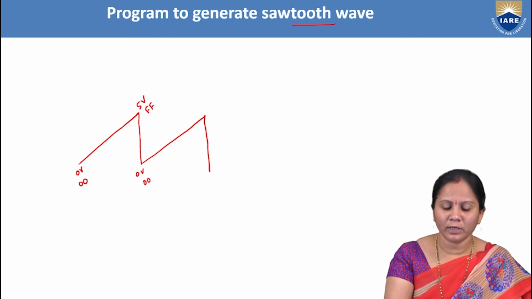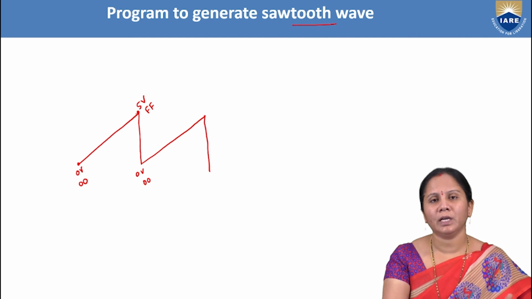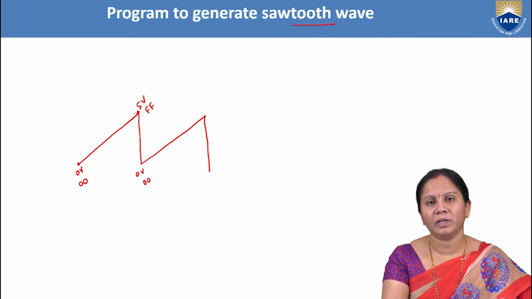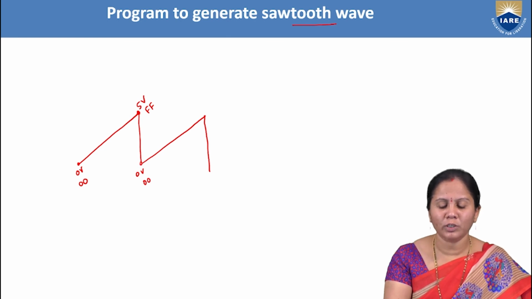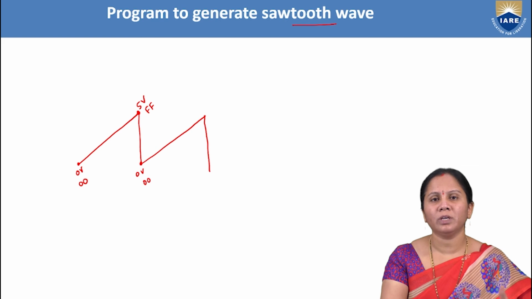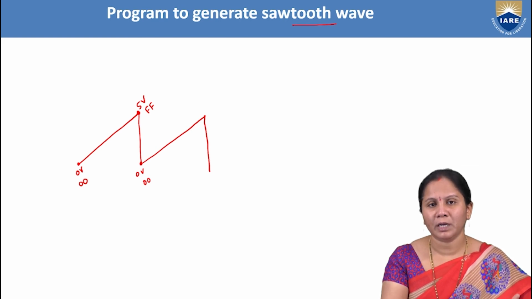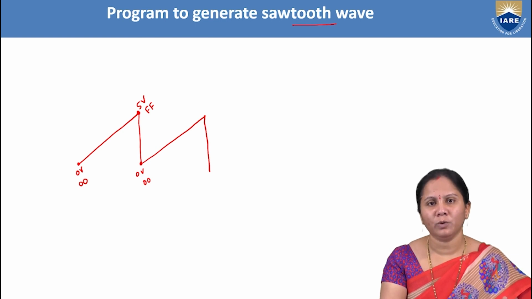Okay. So here, in order to increase from 00 to 5 volts, we can consider the same program we have written for the triangular wave. But in order to reduce from FF to 0 volts, there is no need to decrement the value of AL and no need to compare the value of AL with FF. Suddenly it will be reducing.